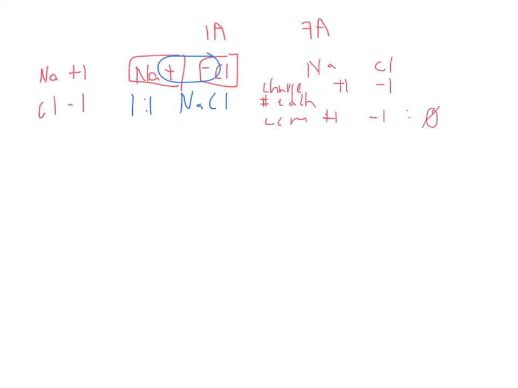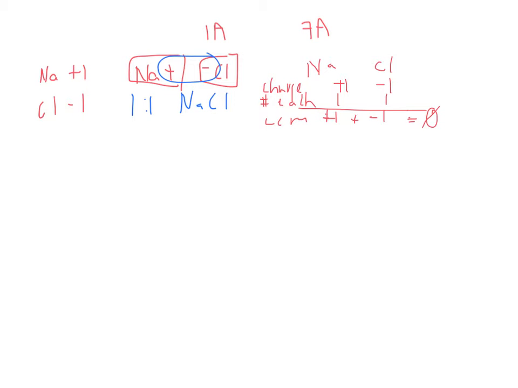And so how many of each do I need? Just one of each. Because then my total charge is +1 for the sodium, -1 for the chlorine, and when I add those two charges together, I get an overall charge of 0 on the ionic compound.